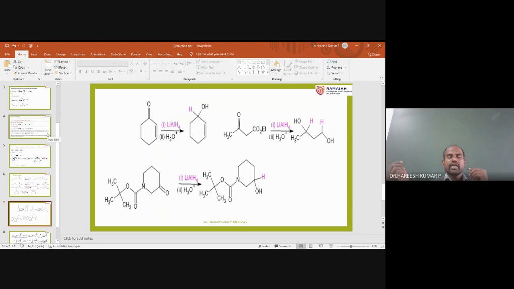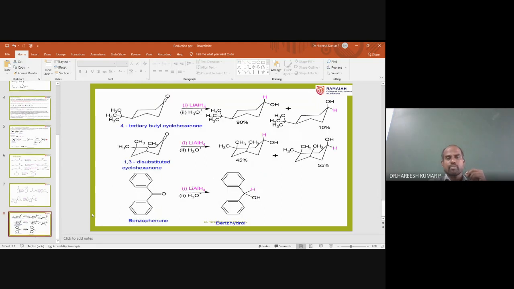I will also take some quite interesting examples. I think you are aware of the chair form and cis form stereochemistry of cyclohexane, more particularly a disubstituted cyclohexane. These examples are important as far as the examination is concerned. This is called 4-tertiary butyl cyclohexanone, and I am taking a chair form. In this chair form, the tertiary butyl group occupies an equatorial position. The equatorial position of a bulky group is the stable one.